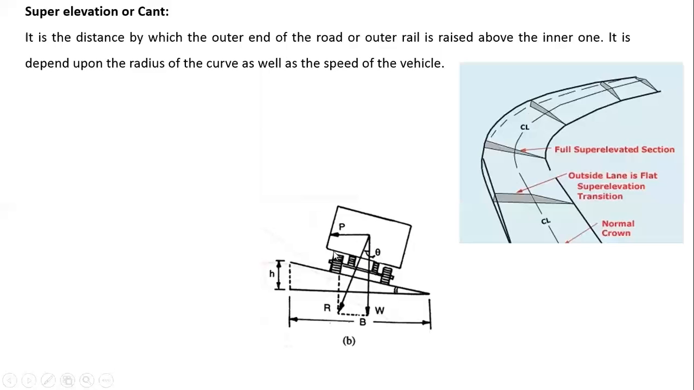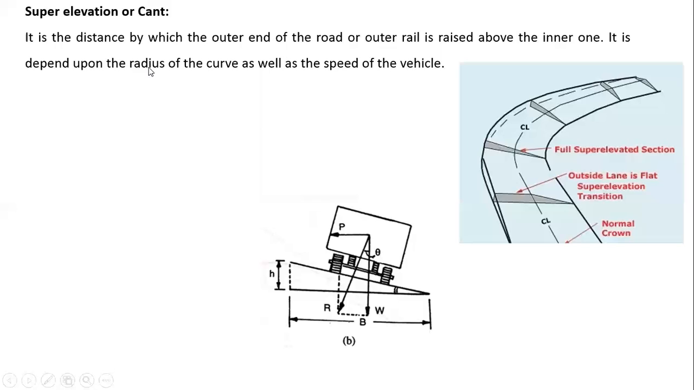Okay, now what is this? It is the distance by which outer end of the road or rail is raised above the inner one. Now look here in this diagram, this is my curve. Okay, the outer end of the road is raised by a height h. Okay, the width of the road is your b. So how much height h is here? That is called your superelevation or cant.